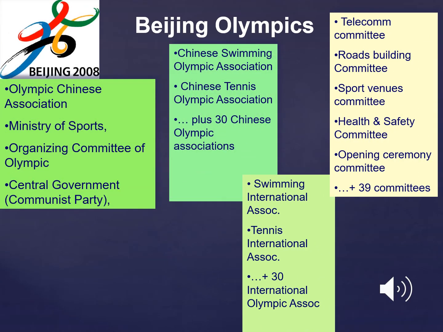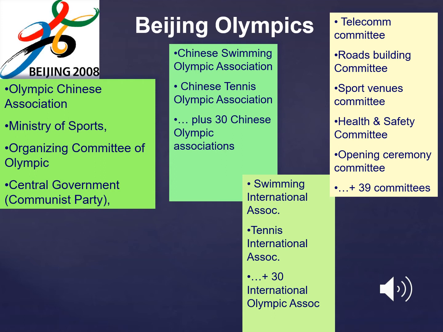In the case of the Beijing Olympic Games, for example, as you can see in this slide, there were too many organizations. Some were government organizations, such as the Olympic Chinese Association and the Ministry of Sports, and other stakeholders were also national but related to sports, such as the Chinese Swimming Olympic Association and Tennis Olympic Association. And on top of that, we have the International Association of Swimming, Tennis, and all the other sports.